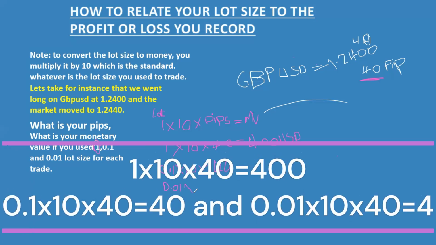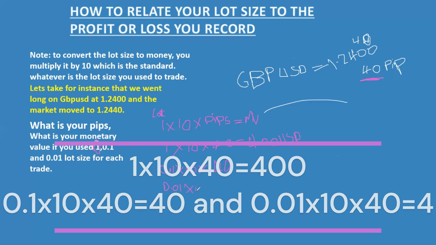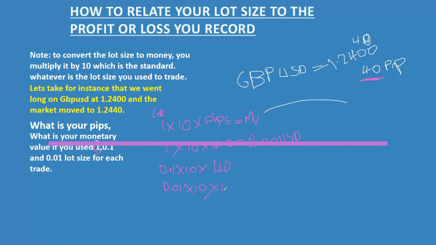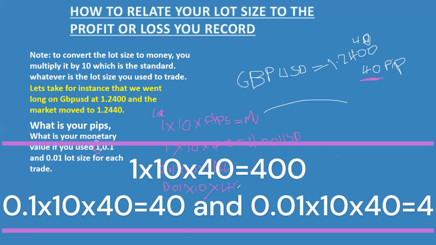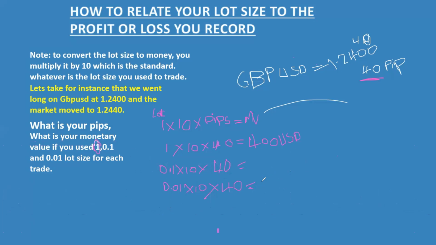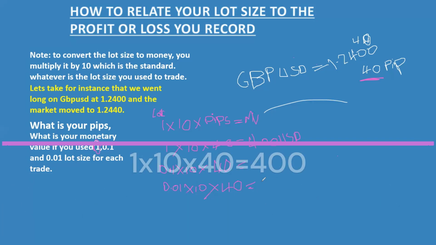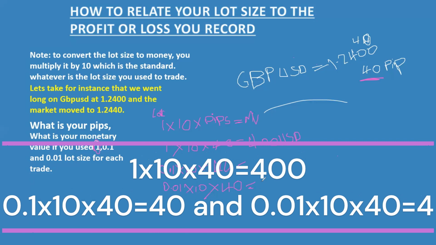Just simply multiply by the standard, which is 10, and multiply it by the pips you have made in that trade, whether sell or buy, whether it's a loss or profit, and you will get the monetary value even before the trade hits the take profit or the stop loss. So for 0.1 times 10 times 40, what is it? That's $40 for somebody that used 0.1.